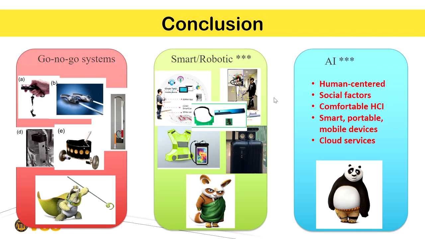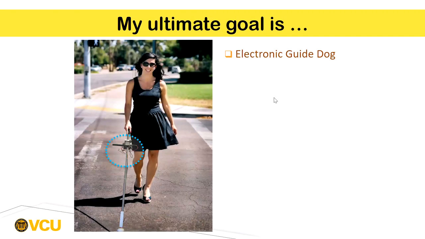Okay, to make a conclusion, I have introduced the previous simple go or no-go devices, and from that to the current ongoing projects, which we call smart or robotic devices. I also shared some experiences from these researchers and the customer needs. Maybe that gives us some hints. I call this area AI or whatever, something like that. But hopefully we can end up with some really practical devices for blind users.